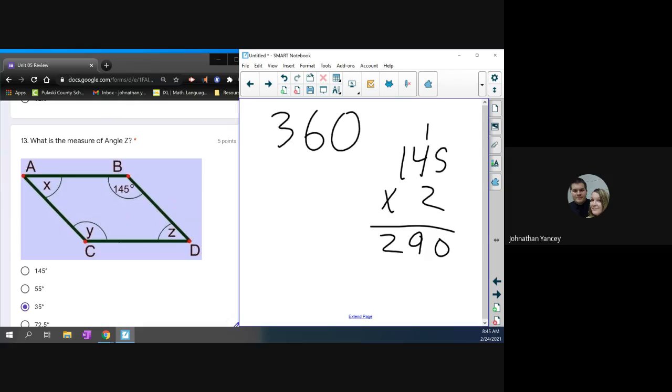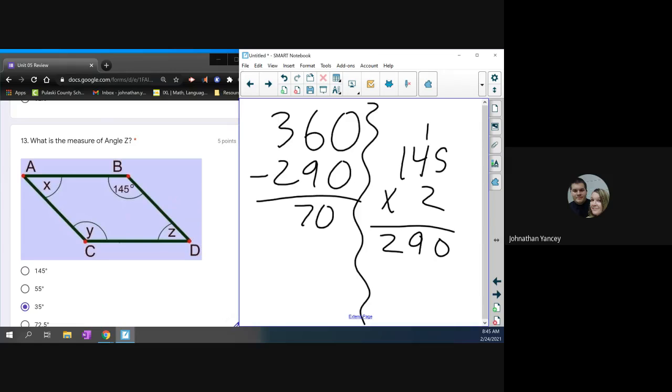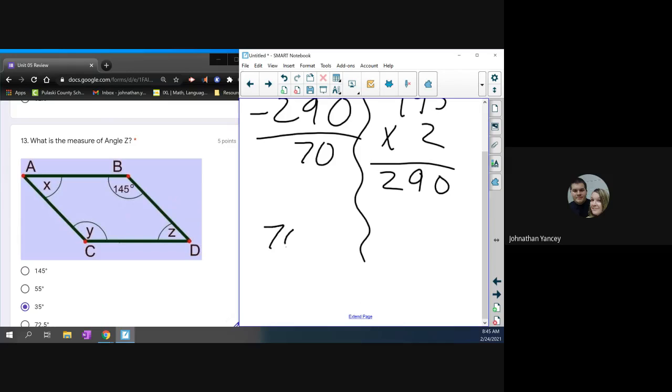that gives me 290. I'm just doing another explanation as to why this works. So if I subtract that from here, that's going to give me a total of 70. Then you split it in half. So what that means is these 2 angles have to add together to be 70. They're the same angle, so you divide by 2. That gets to the answer of 35.